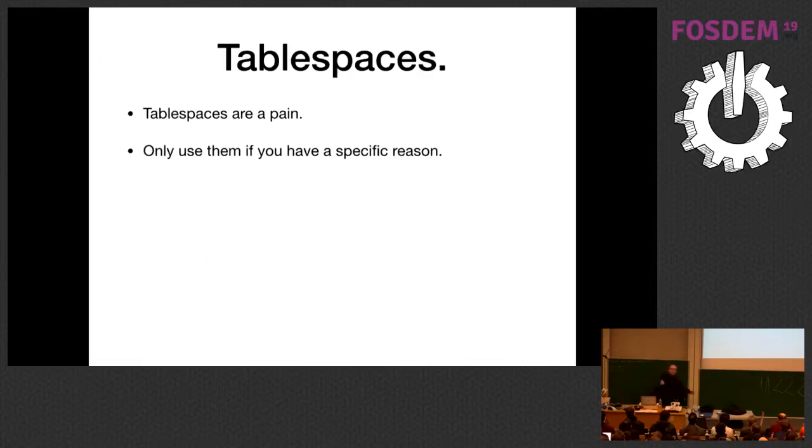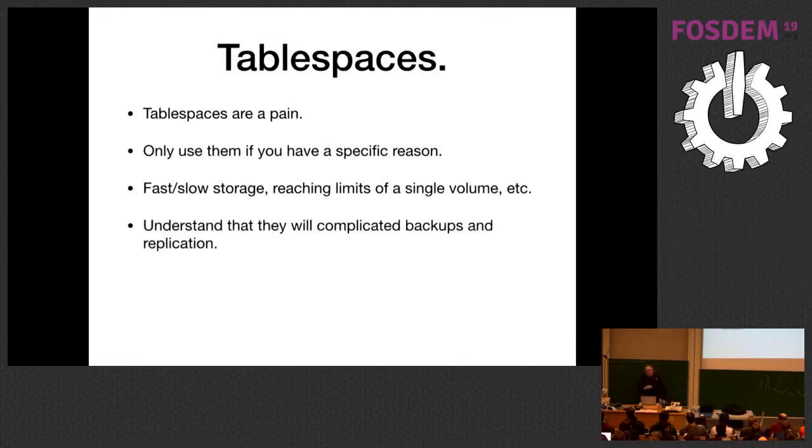In the old days you would have SSDs for the indexes and spinning disks for the main storage and stuff like that. But generally, everything's running on some SAN where you have no control over the performance, so what the hell? There are some specific reasons you can do this, like fast and slow storage, or you're reaching the limits of a single volume, things like that. But just understand that they'll complicate backups and replication.